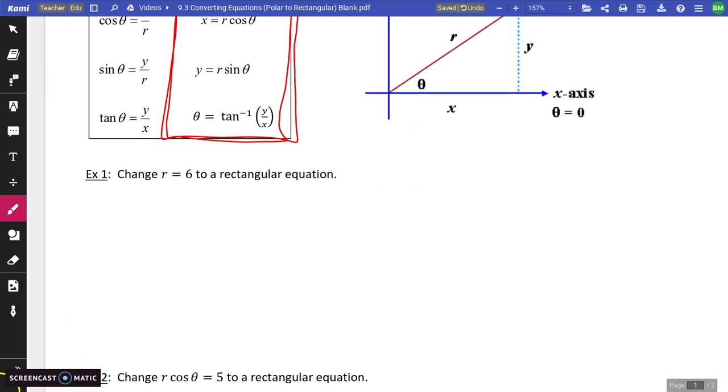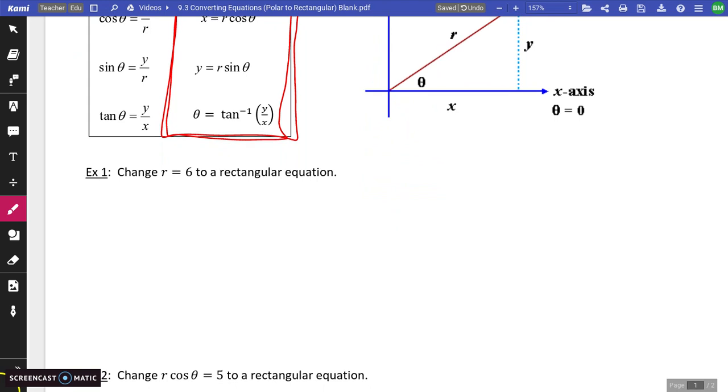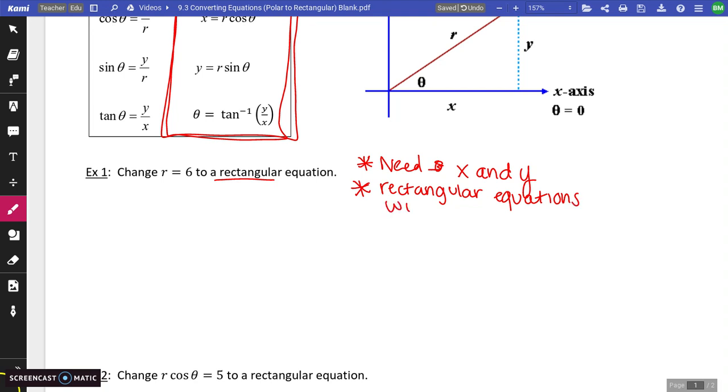So again, we're converting from polar to rectangular. So that means that we need x and y when we are done. We want everything to be in terms of x and y, and we don't want any r's or thetas left over. Our other key here is that our rectangular equations will be circles or lines. So it's a little bit trickier sometimes to know when you're done simplifying for rectangular equations.